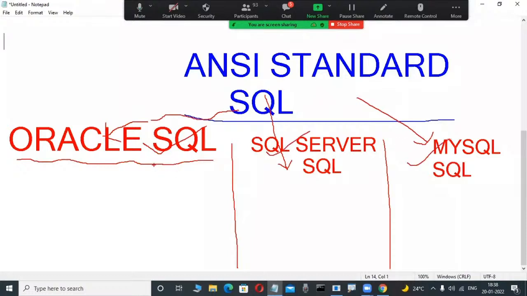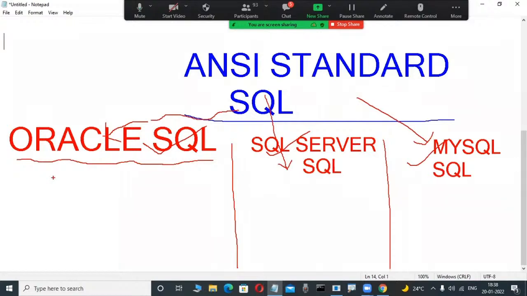How do we differentiate them? These SQL languages are conceptually the same. Conceptually means a table is there, a view is there, a procedure, a function, a trigger, a package is there in Oracle SQL. In SQL Server also, there is a table, a view, a synonym, an index, a procedure, a function, a trigger, the same. In MySQL also, table, procedure, function, trigger, package. These are the same conceptually, but syntactically totally different.